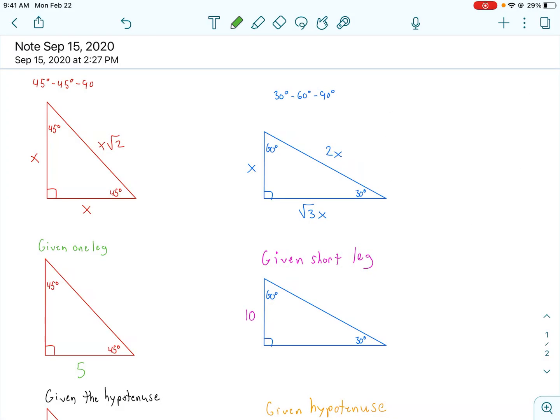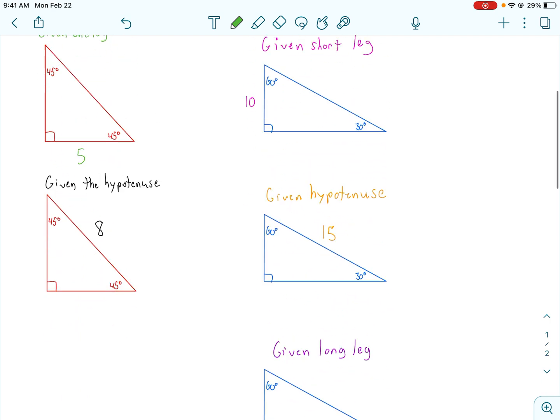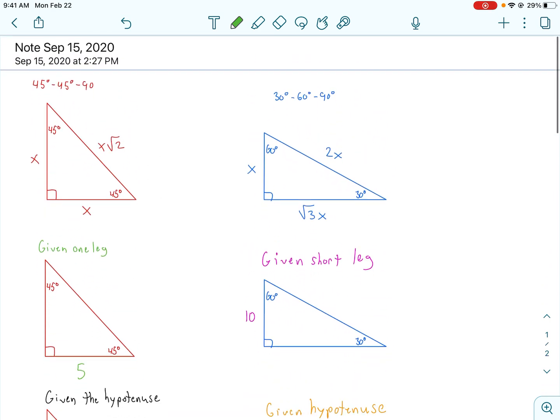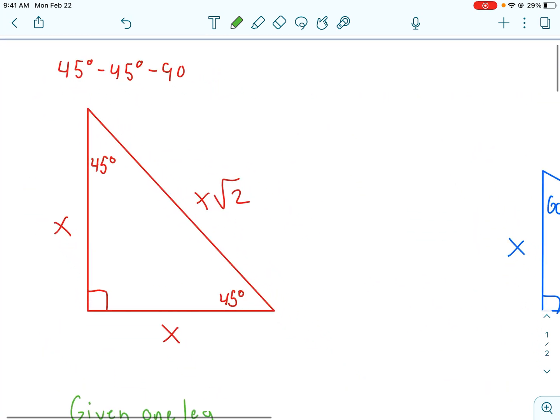All right, you guys, here's some stuff on your test. Different numbers, of course, but these are 5 questions that are going to be on your test. First, we're going to go through the 45-45-90 special right triangles.